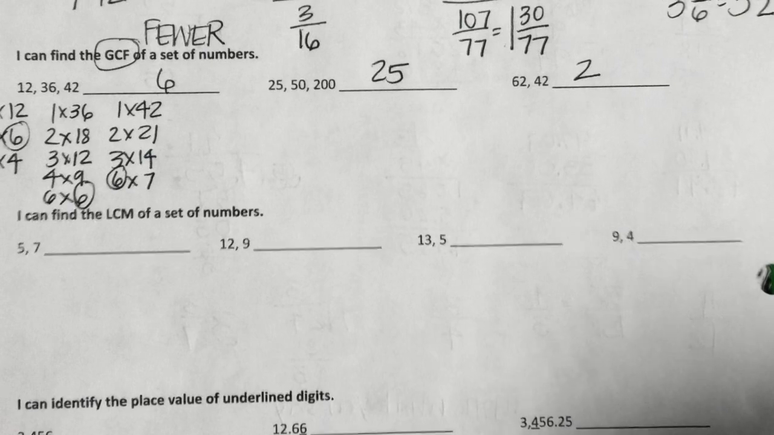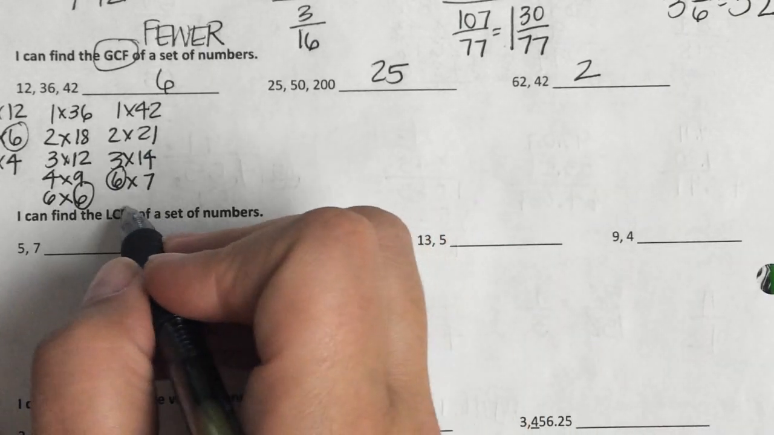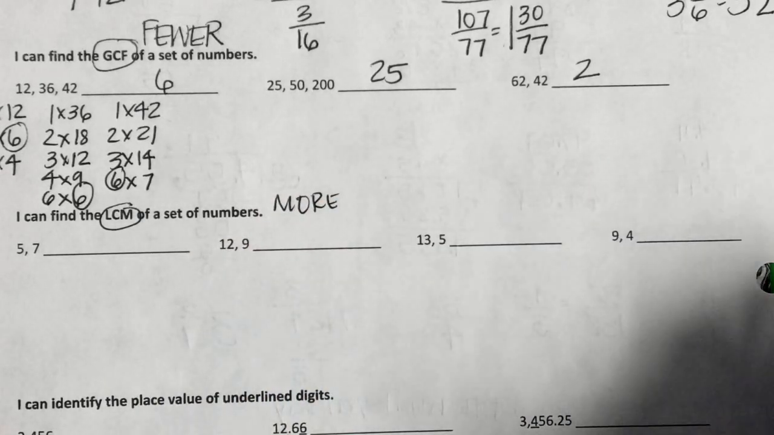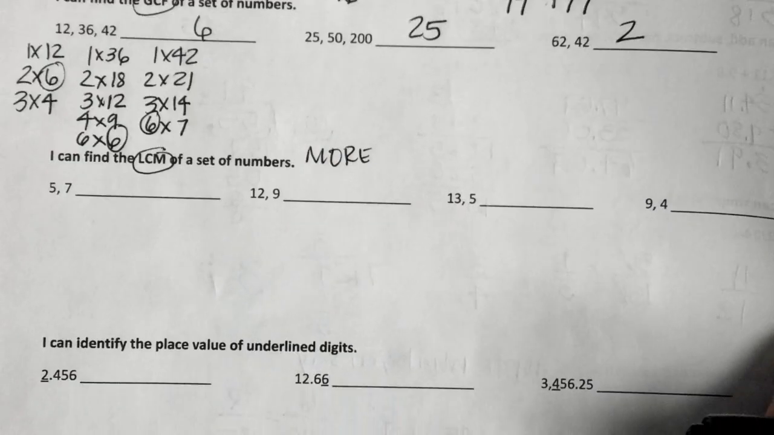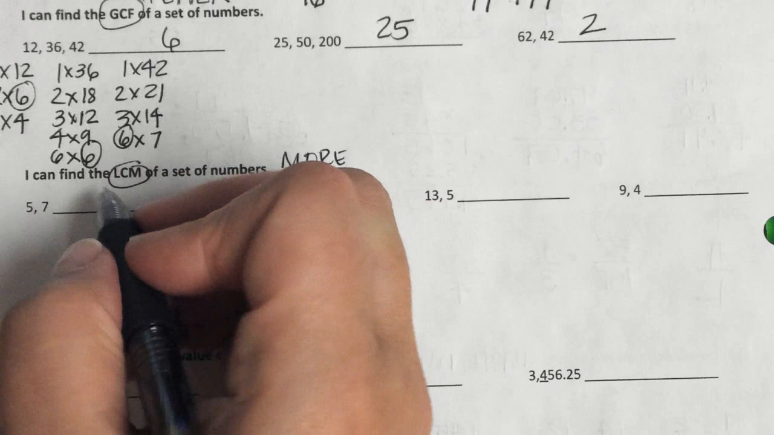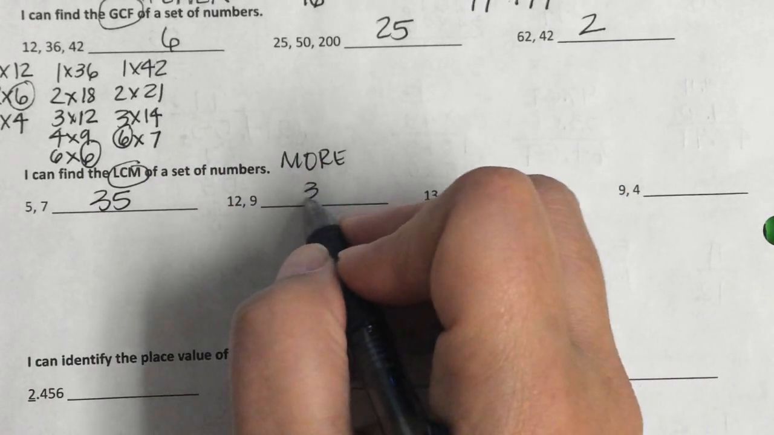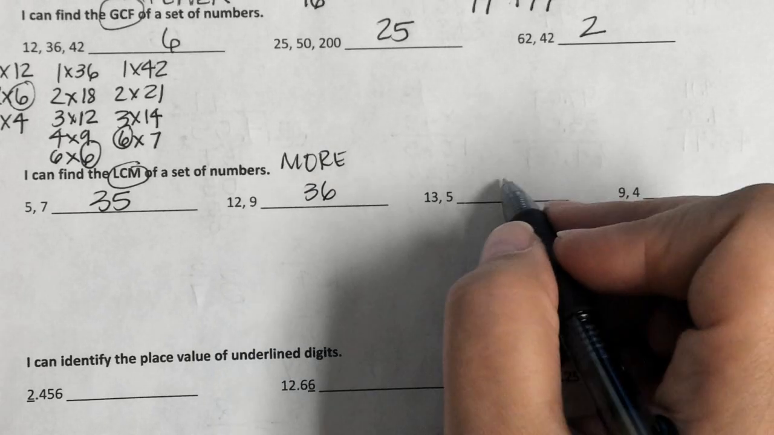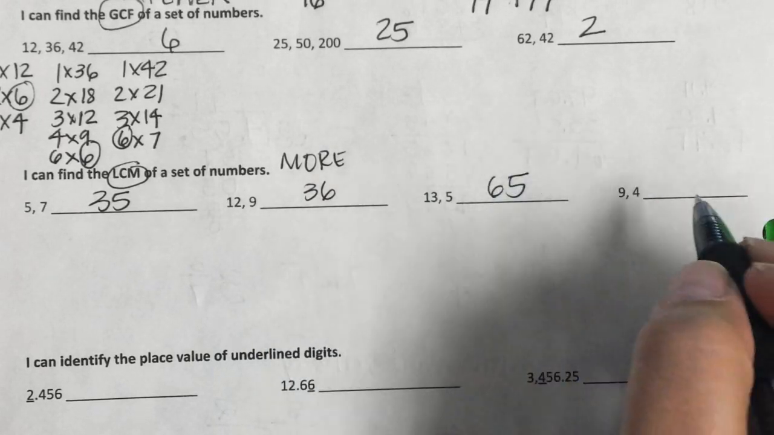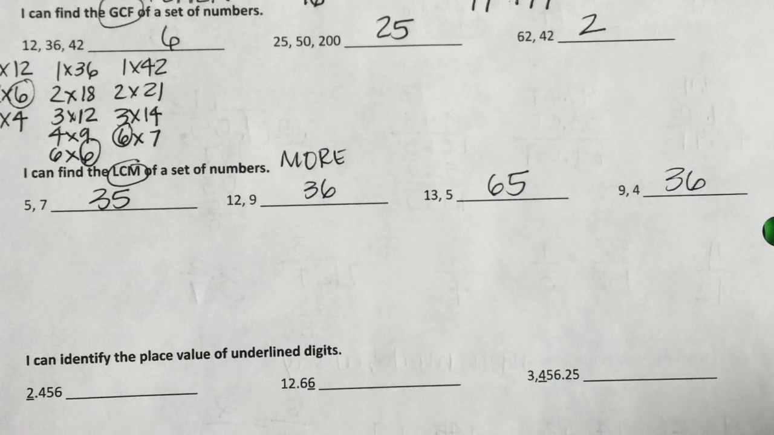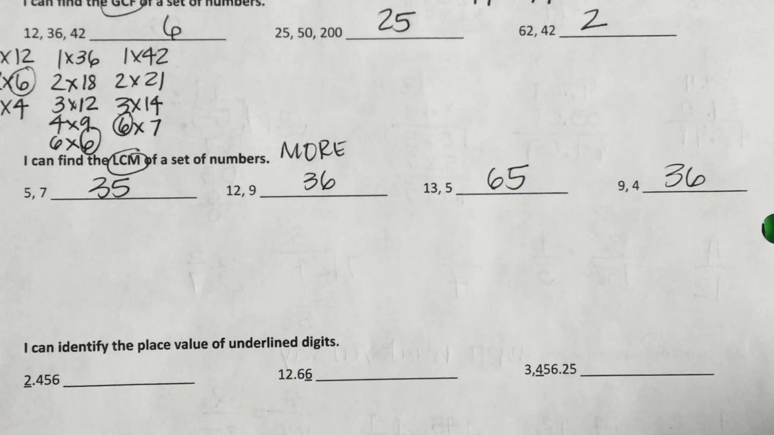Okay, least common multiple. Multiples mean many or more. Multiples are going to be larger. Yes, the first one is 35. These are easy. Second one is 36. 65, 36. Hey, let's not rush. 65, and then the last one is 36. Just because you feel confident about it doesn't mean somebody else does, so I don't want to rush through it.